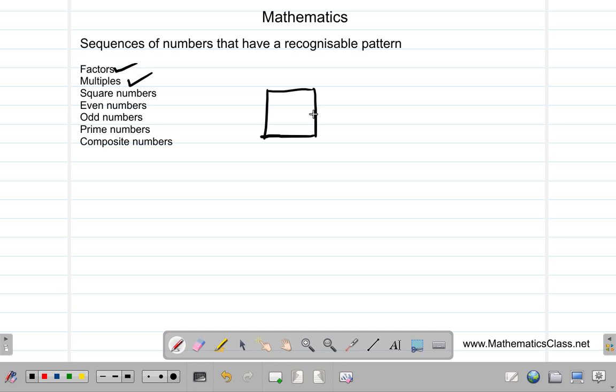But you have your tape measure, you have your ruler, whatever you have, and you measure the side of the square.